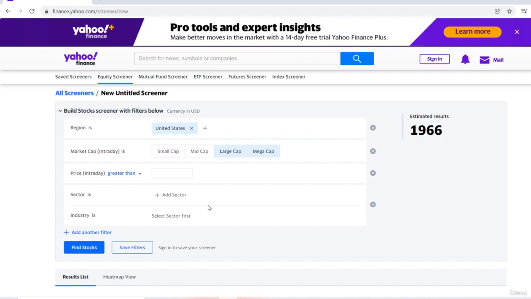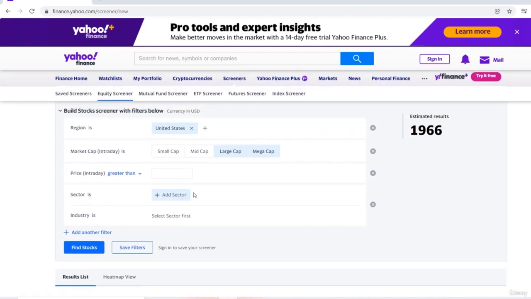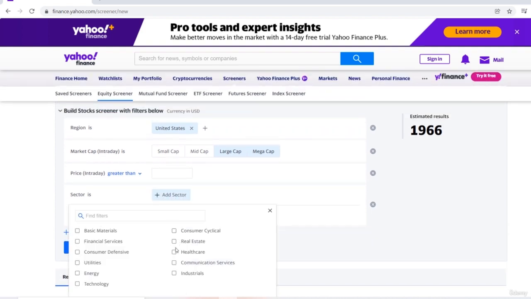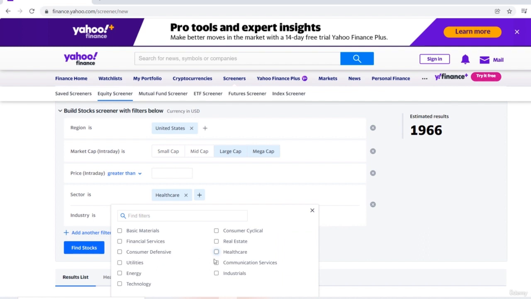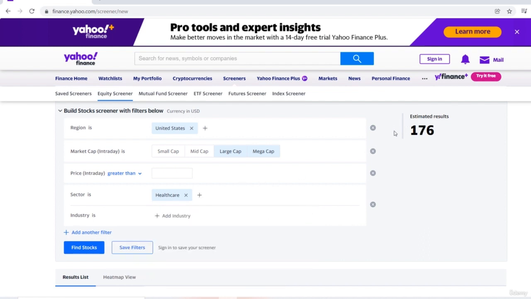I could put in a price if I want. I could put in a sector or industry here. Let's say I'm interested in big companies in the healthcare industry. So I would choose healthcare versus utilities or technology or whatever. So I'm going to choose healthcare. And there we go, we've got healthcare in there. And now there are 176 large cap, mega cap healthcare companies.